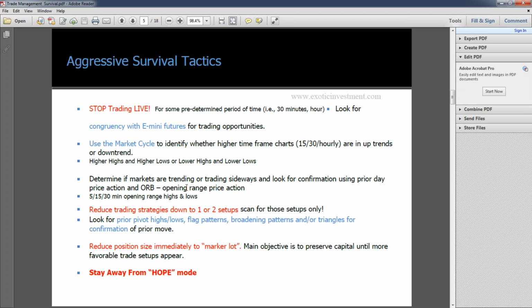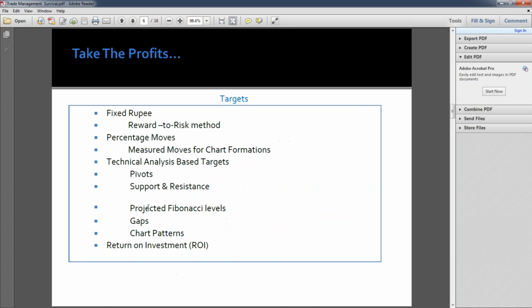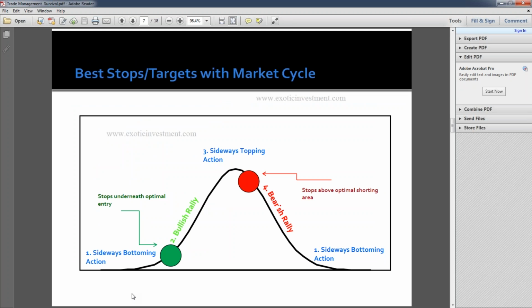There are too many things. One main thing is stay away from hope mode. Okay, so you will hope that market will go higher, hope that market will go lower. Never do that. Okay, so you can find out the targets. It is the same thing like placing the stop losses, how you can place the stop loss. All those things are determined like this. Okay, so the same way you will find the target levels as well. What suits you is what you have to find out.